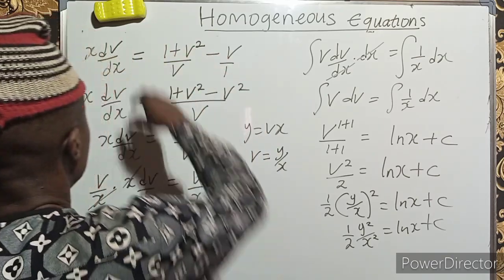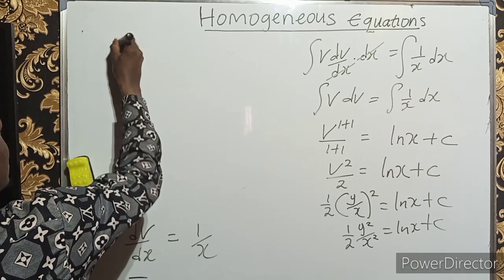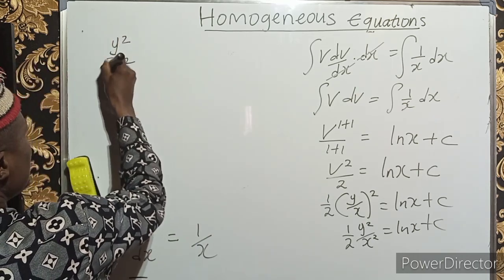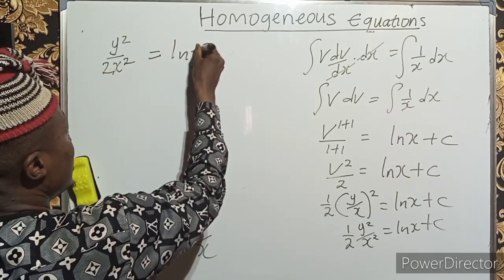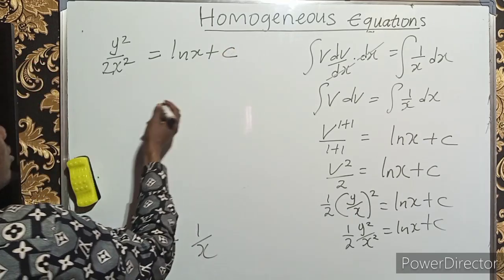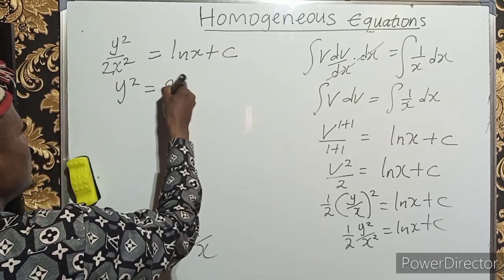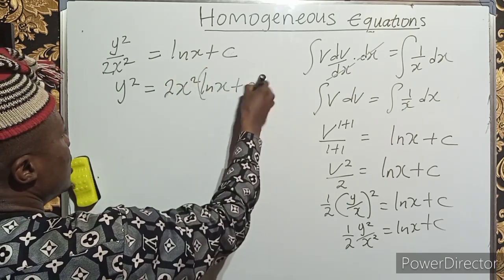So finally, this can be written as y squared all over 2x squared, because these two will multiply x squared, equals ln x plus c. Cross multiply, I will now have that y squared equals 2x squared (ln x plus c).